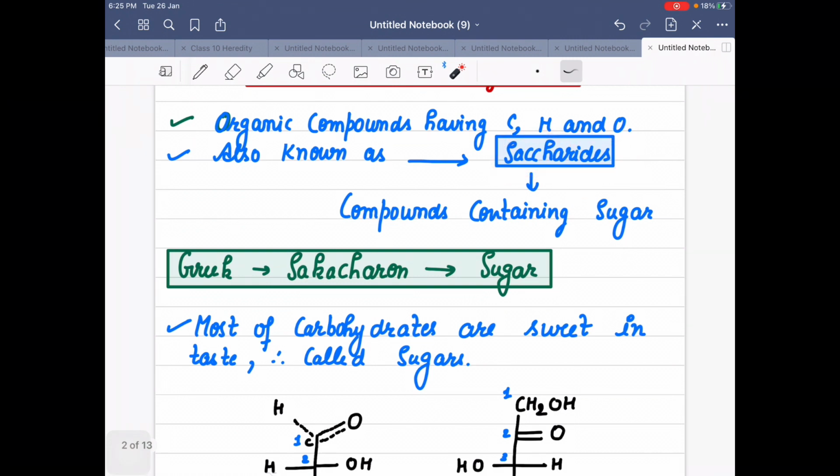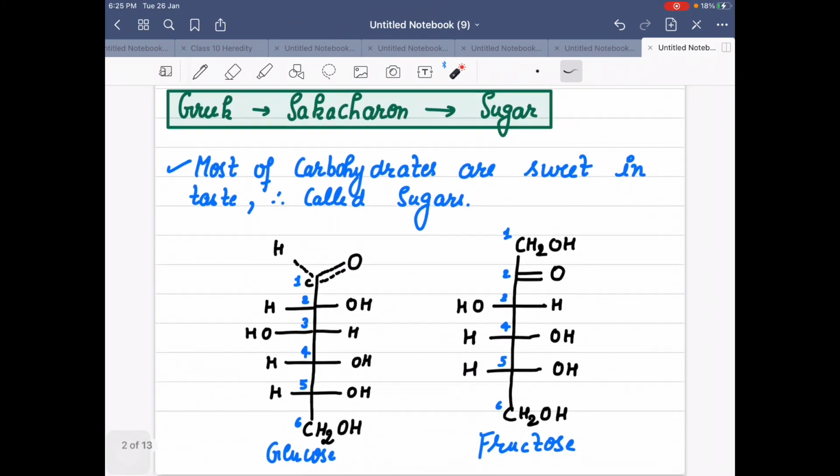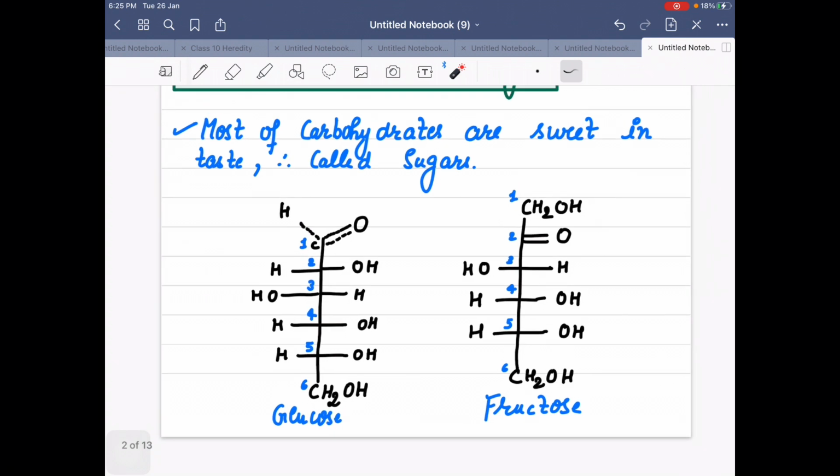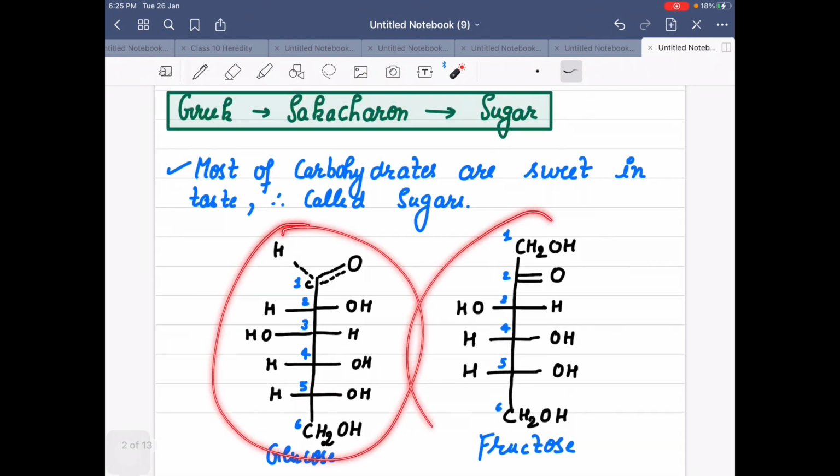Why are they named saccharides? This word we are carrying from the Greek language, saccharon, and saccharon means sugar. That is why your simple sugars, your glucose, fructose, they all are sweet sugars. Most of the carbohydrates are sweet in taste, therefore we have given the second name, saccharides or sugars. The most common ones mentioned in our NCERT are glucose and fructose.